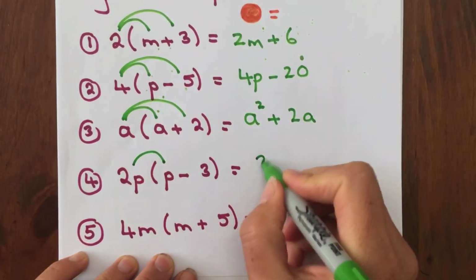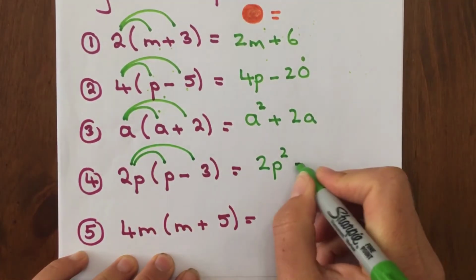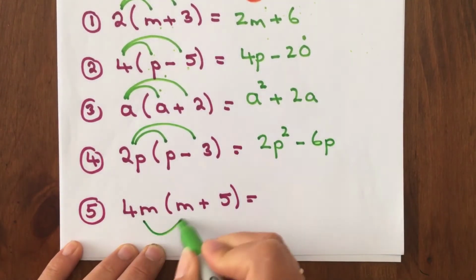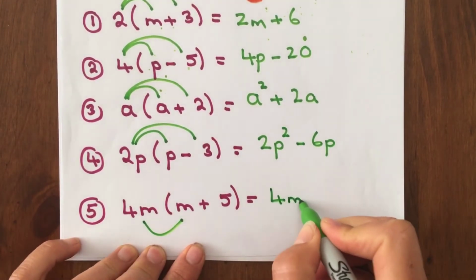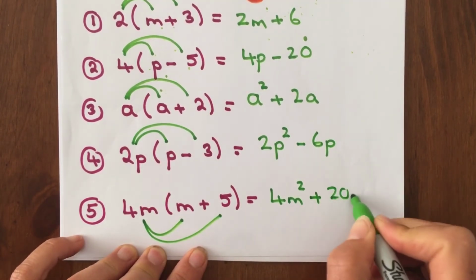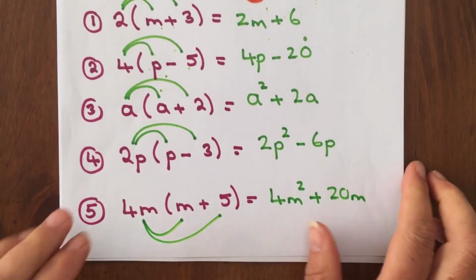2p times p, 2p squared. 2p times negative 3, negative 6p. 4m times m, 4m squared. 4m times 5, 20m. Okay, if you're still stuck on that, please email me.